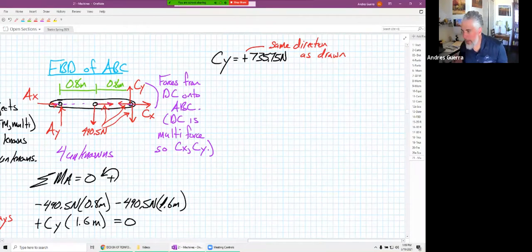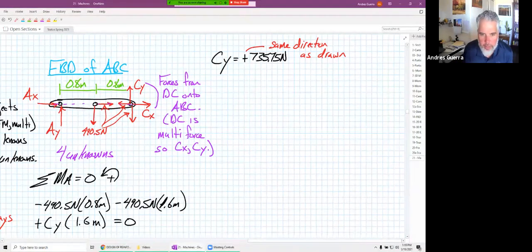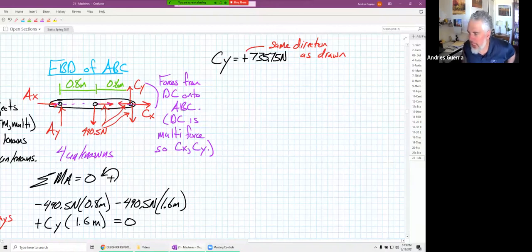Okay, so it's actually a distance of 1.6, and that 1.6 distance, I'm looking at the chat here, is the 0.8 plus the 0.8. Okay, so we found CY. Now we could certainly find AY, but we're not asked to find anything at A. So let's move on to the next FBD.